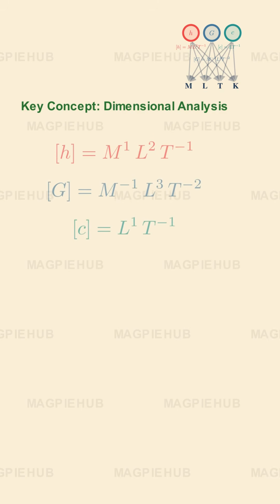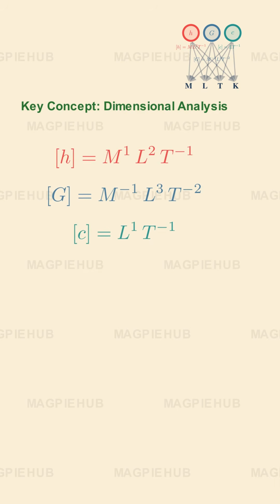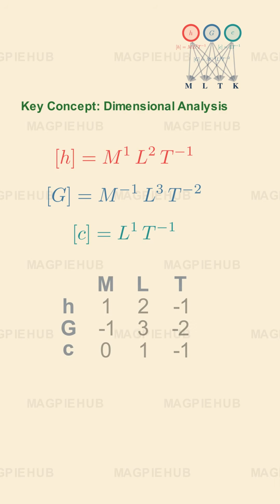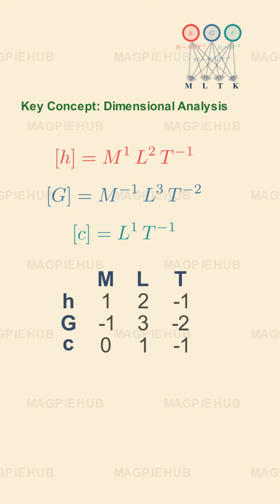h has dimensions M L squared T inverse 1. G has dimensions M inverse L cubed T inverse 2. c has dimensions L T inverse 1. We need to combine these to get pure M, pure L, pure T, or pure K. Let's find each match. First, for kilogram.